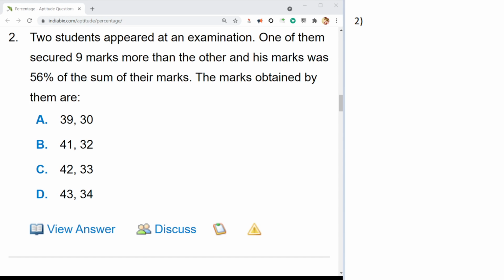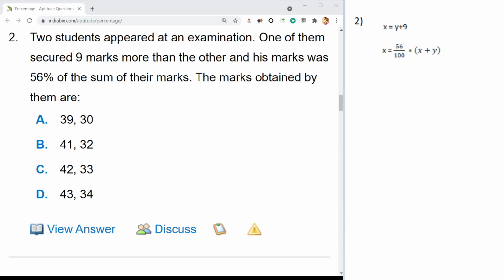Two students appeared at an examination. One of them secured 9 marks more than the other, and his marks was 56% of the sum of the marks. The marks obtained by them are. Let us assume x and y be the marks secured by the two. One of them secured 9 marks more than the other, that means x equals y plus 9. And his marks was 56% of the sum of the marks, that means x equals 56 by 100 into x plus y.